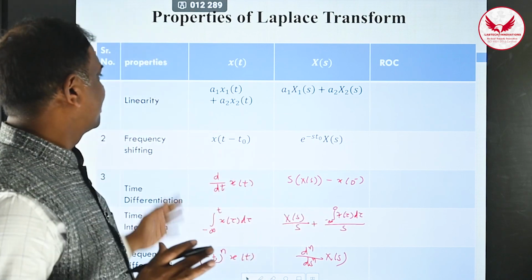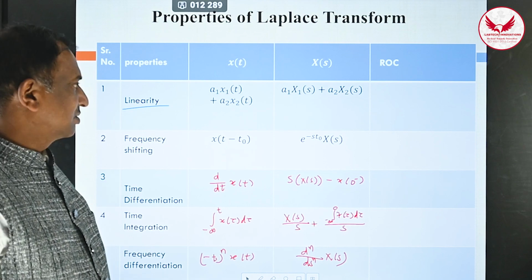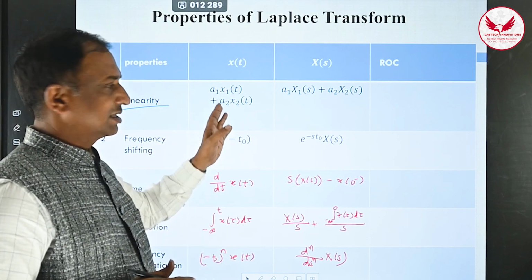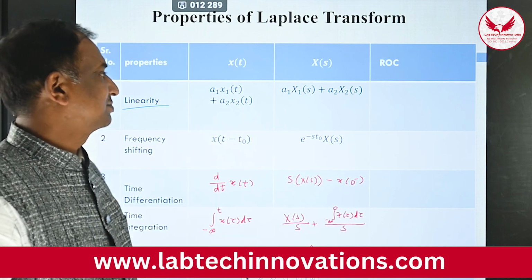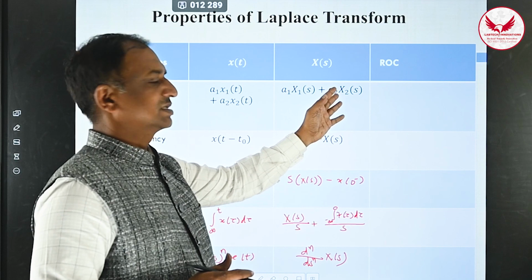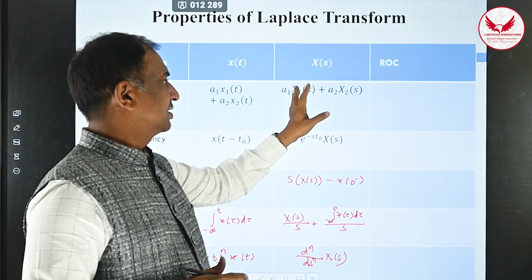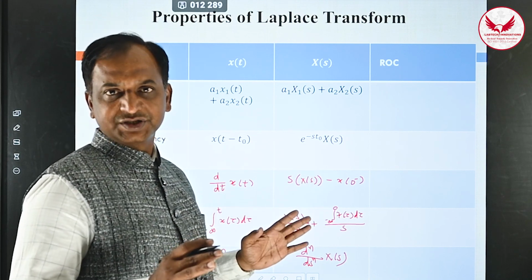So same properties are there. First important property is the linearity, which indicates the superposition theorem. So if two signals are added in the time domain, that is a1 x1 of t plus a2 x2 of t, its Laplace transform is a1 X1 of s plus a2 X2 of s. So this is the linearity property, which satisfies the homogeneity and the superposition principle.